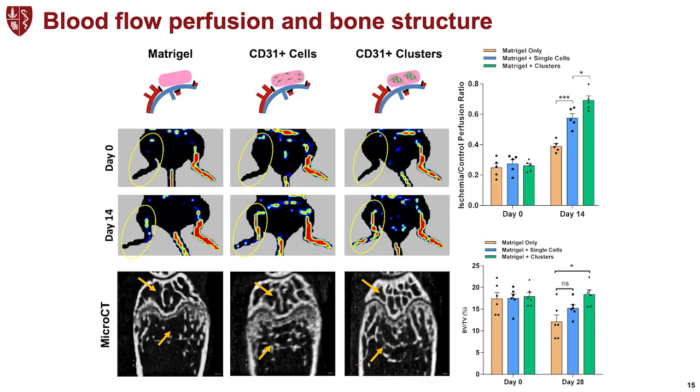Here's a blood flow monitor over time after the transplantation of the dissociated cells and single cells, and the clusters. We can see the clusters can rescue the blood flow faster than the dissociated cells, and we also checked the related tissue which could respond to the ischemic disease, which is the distal femur bone structure. In the cluster transplanted groups, they can prevent the bone loss from the ischemia.